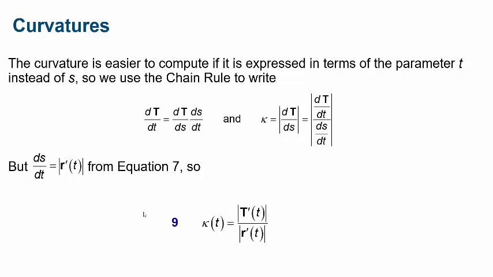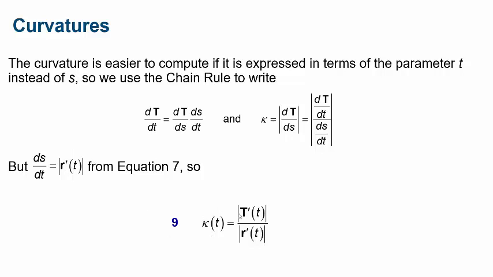We can use the chain rule to write the following: dT/dt is equal to dT/ds times ds/dt, and then you can see that the curvature is equal to the magnitude of dT/ds, which is the magnitude of dT/dt divided by ds/dt. We can figure these out because we can take the derivative of the unit tangent vector with respect to t, and remember s is the arc length function, so we take that with respect to t. Then ds/dt is just equal to the magnitude of the derivative of the function with respect to t. So this is the final equation you get.